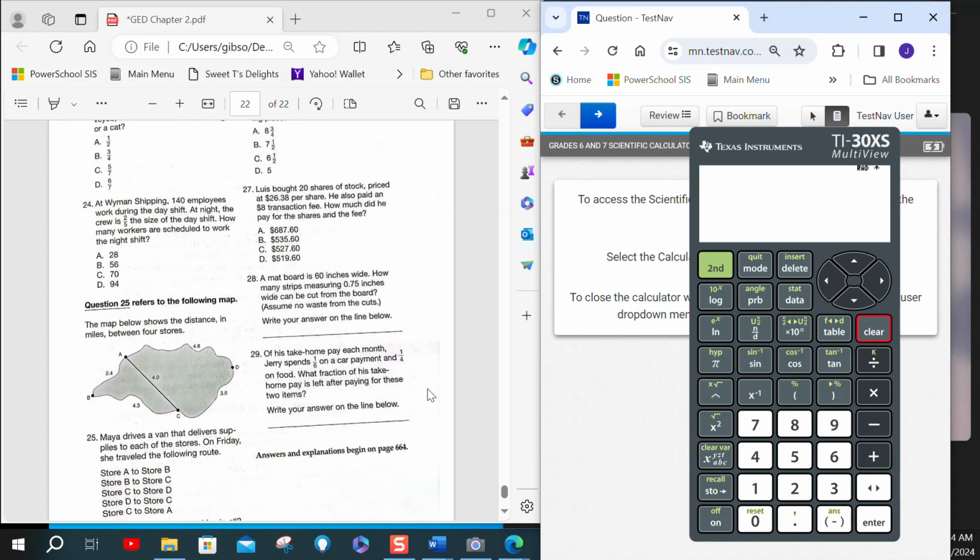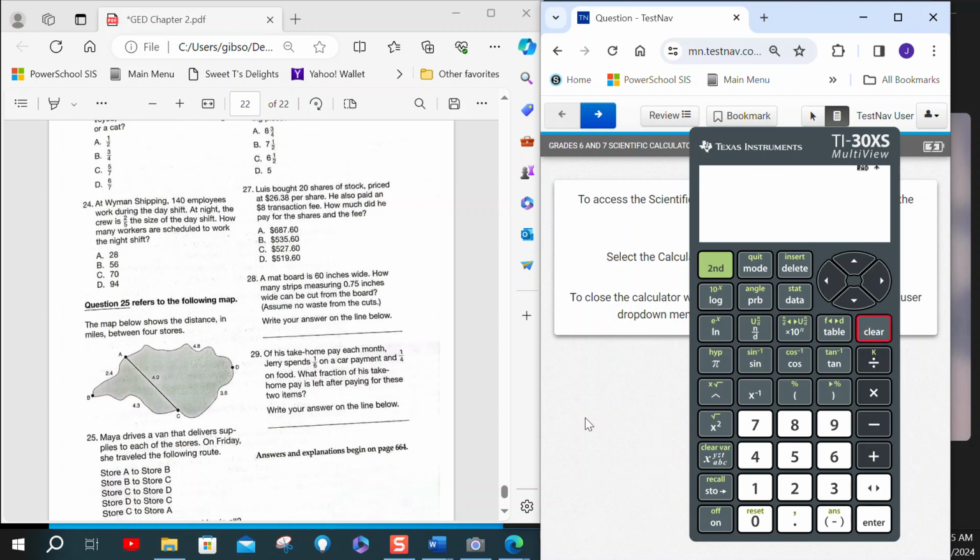Okay, 28. A mat board is 60 inches wide. How many strips measuring 0.75 inches wide can be cut from the board? Assume no waste from the cuts. Write your answer on the line below. So we'll take 60, this is division, divided by 0.75. And we would have 80. So your answer here would be 80 boards. Okay, so now 29, the last problem.